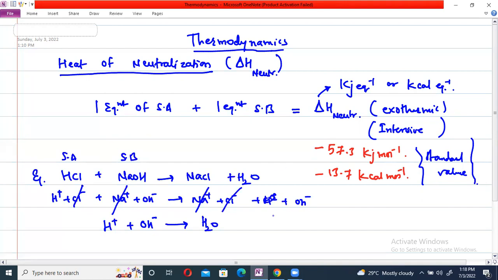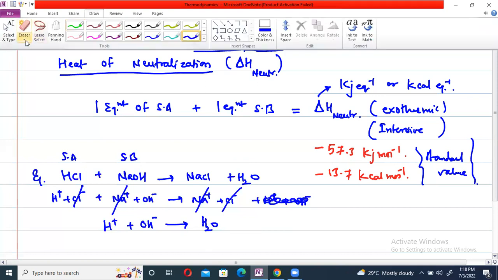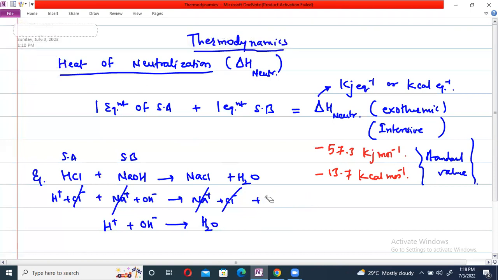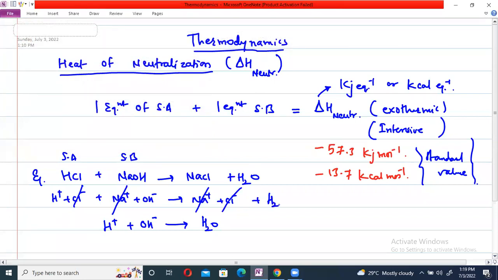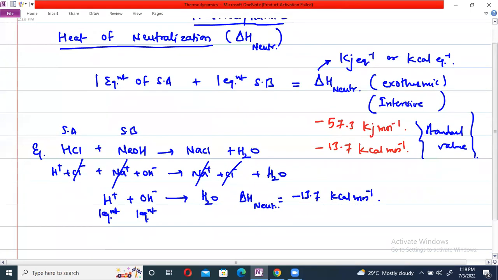Instead of writing it this way, better we can write H plus and OH minus combining together to form H2O. One equivalent of strong acid and one equivalent of strong base gives water. So in this case, the heat of neutralization should be either minus 57.3 kJ per mole or minus 13.7 kilocalorie per mole.